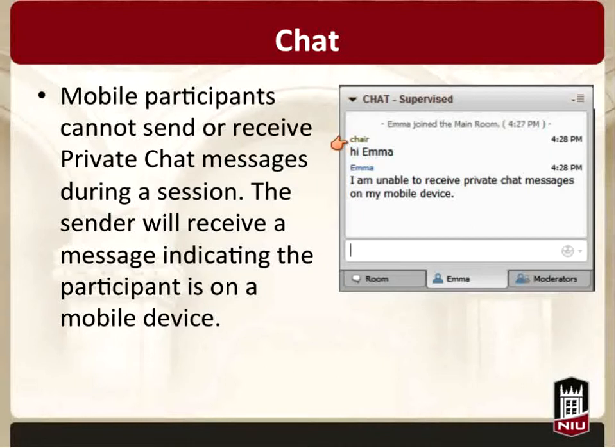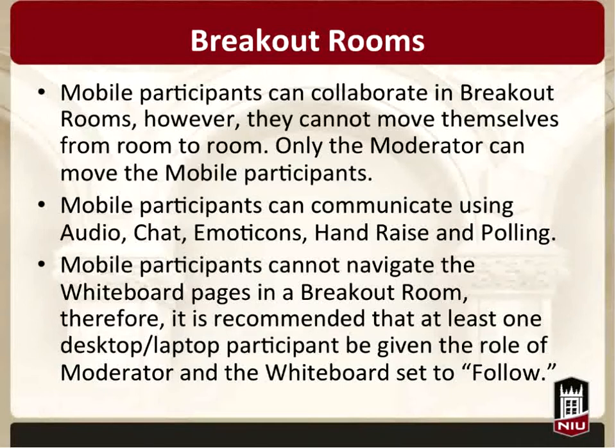This is an example of the chair, who sent a private message to Emma, and then the chair automatically sees this message. It looks as though Emma typed it in, but really it's coming from the system, just declaring that she is on a mobile device and doesn't have the private chat functionality enabled. So it's okay, even for participants, to try to send someone a private message on a mobile device. They'll be notified that the user is not able to receive a private message.